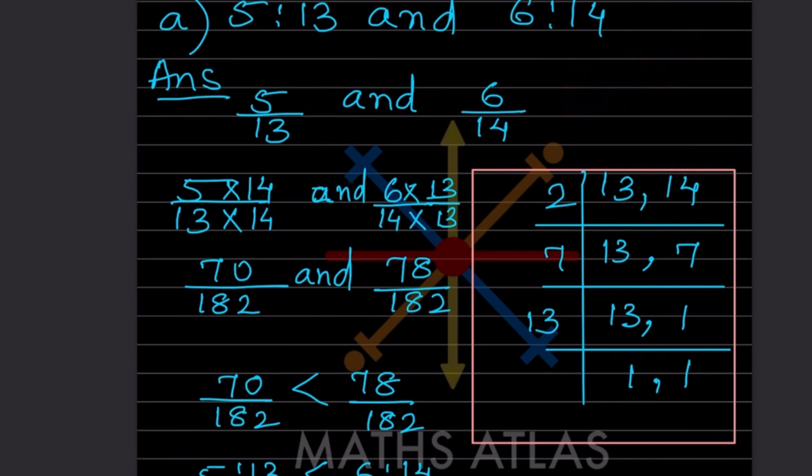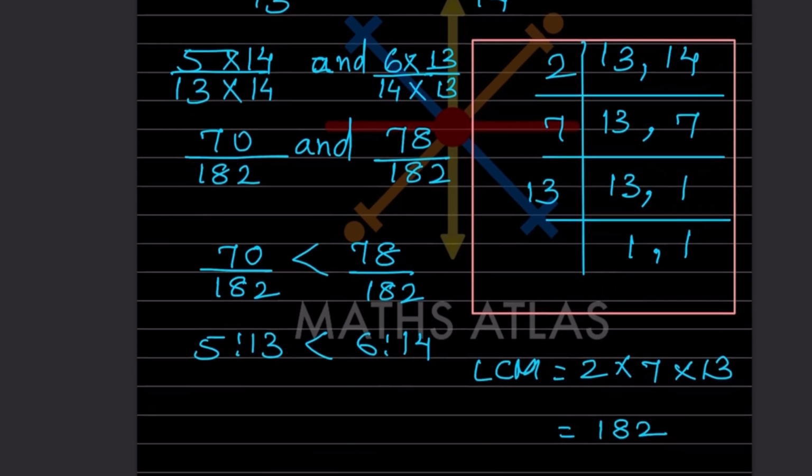Now this 14 is not a multiple of 13, right? 14 means 2 sevens are 14, and 13 will be as it is. Then you can see 13 and 7. This is the smaller number, so let us take this one first. 7 ones are 7, and 13 is going to be as it is. This 1 stays the same, and 13 ones are 13. So these are the factors.